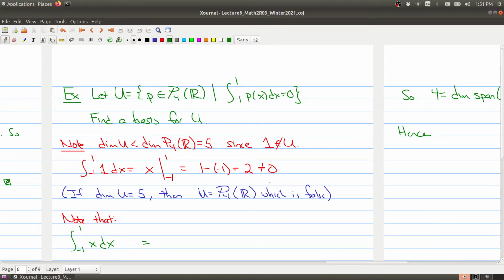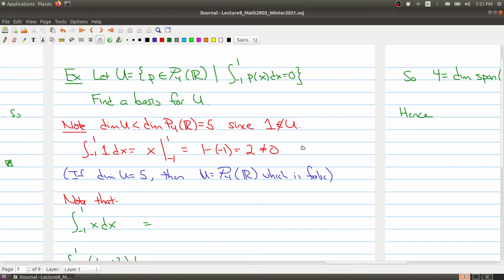So here we're looking at U, which is going to contain all the polynomials of degree 4 or less, such that when I integrate that polynomial over the interval -1 to 1, I get the value of 0. And what I want to do is find a basis for U. One thing you might want to first convince yourself of is that this is actually a subspace, and you know how to do that based upon what we talked about a couple lectures ago. Okay, so how would you want to tackle such a thing?